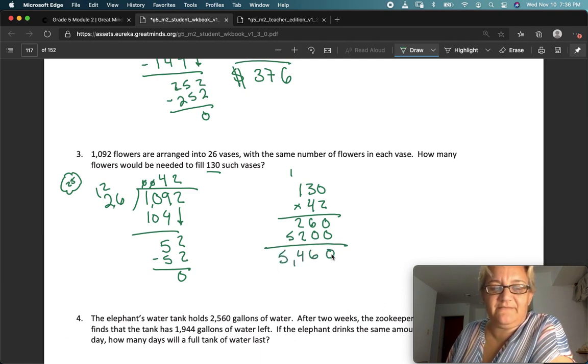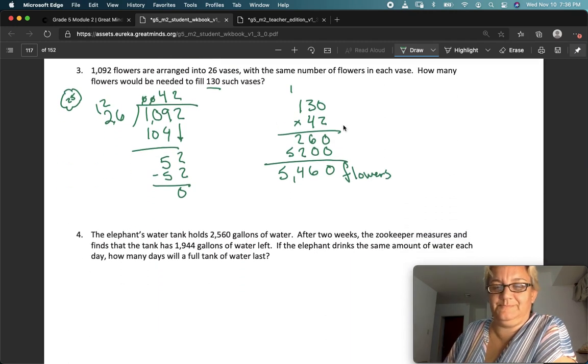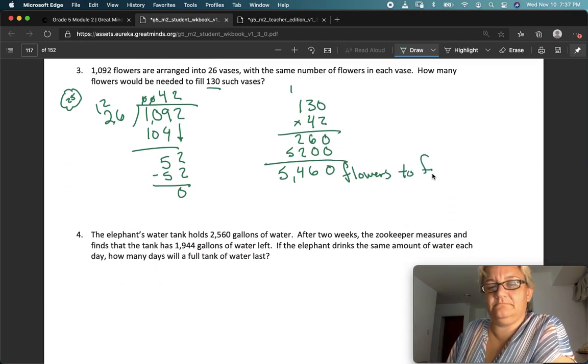we would need 5,460 flowers to fill 130 vases.